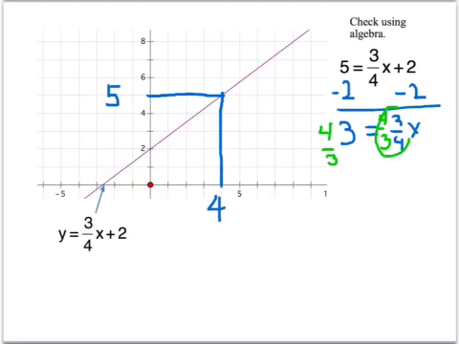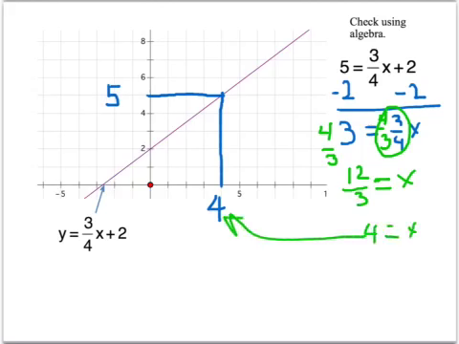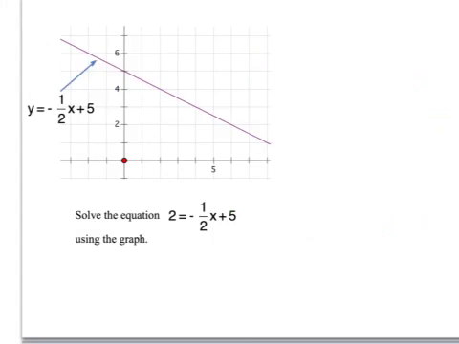So this part here becomes 1, so we're looking at x on the right, and 4/3 times 3 becomes 12/3, or x is equal to 4, which is just what we got out of there. Okay, so the algebra and the graphical methods turn out to be the same. So we'll try another one like this. Let's take a look at this equation.